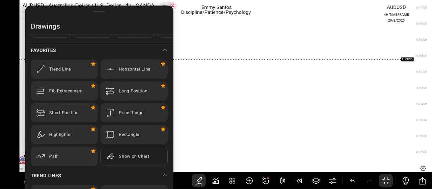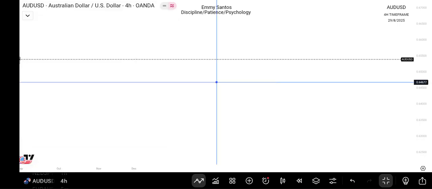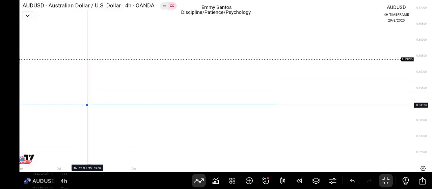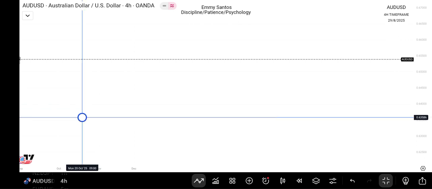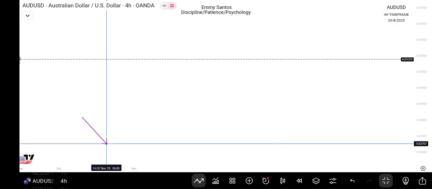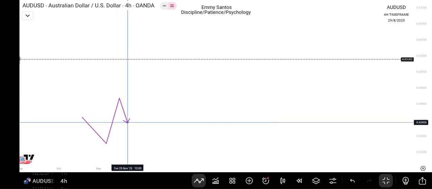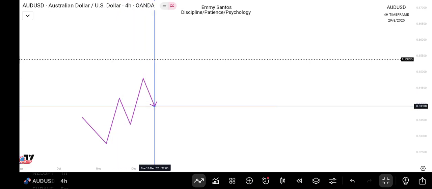Firstly, I'll start with basic market structure knowledge. Like I say, we know we have three types of market structure. We have the uptrend markets.